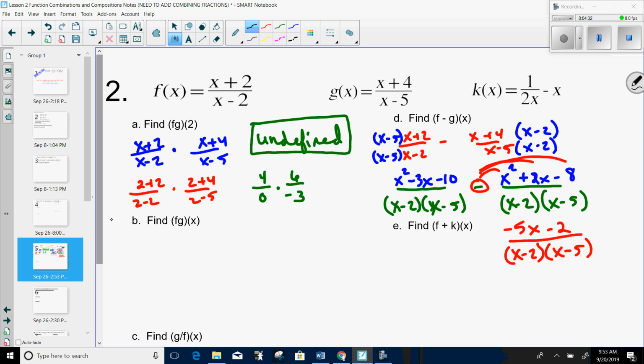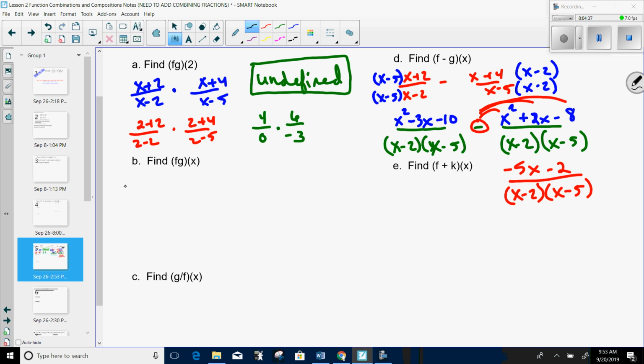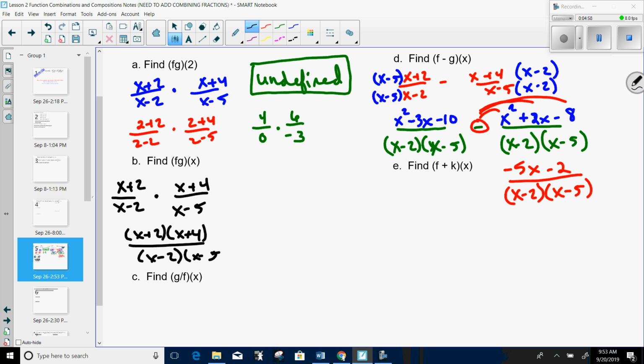Okay, so let's go over here and do f times g of x. So we do x plus 2 over x minus 2 times x plus 4 over x minus 5. So here's what you do on this one. Multiplication is the easiest. You just multiply straight across. X plus 2 times x plus 4 over x minus 2 and x minus 5. Then the only other thing you would maybe want to do is multiply your numerators together.